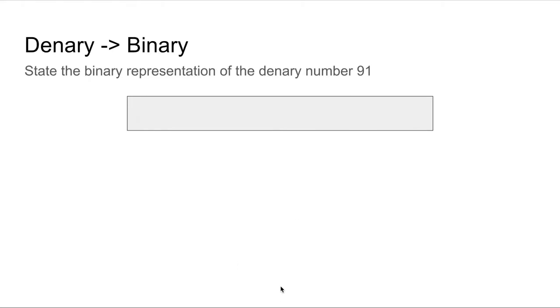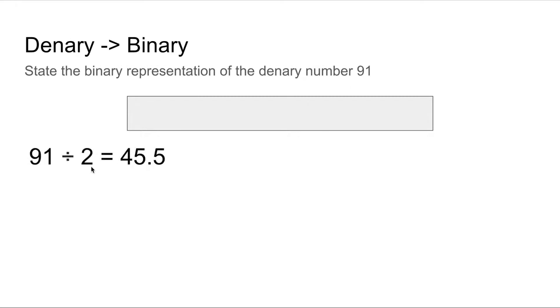Next, from denary to binary, which is a bit more complicated. So let's go through this example. State the binary representation of the denary number 91. Now with numbers as small as 7 or 8, it's kind of easy to convert denary to binary, because you can just guess your way through it. But with numbers as big as 91 or 125, it's harder. So let me give you a quicker way.